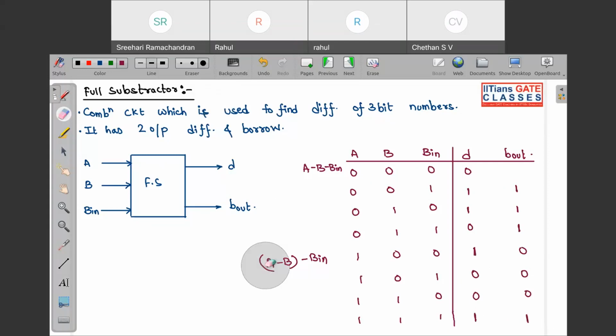So now if you write difference, once again if you solve, it will be A XOR B XOR B in. But what about B out? Can you tell me what will be B out? Very quickly tell me. What do you think will be B out?